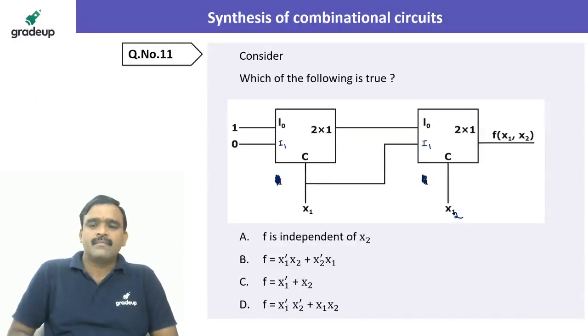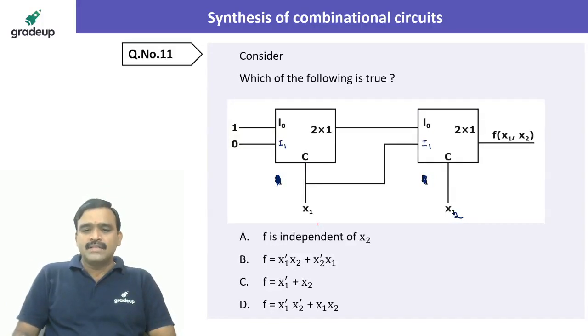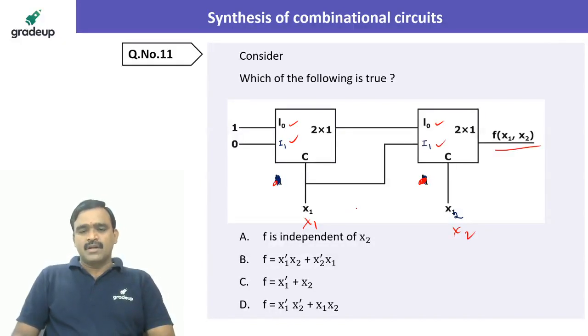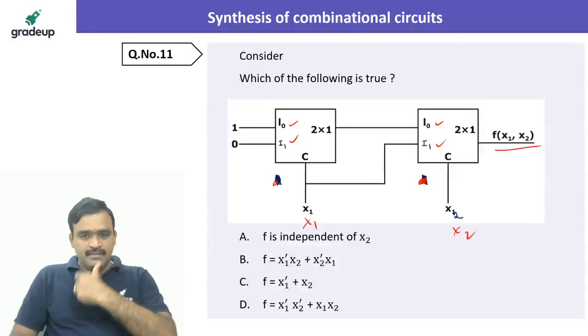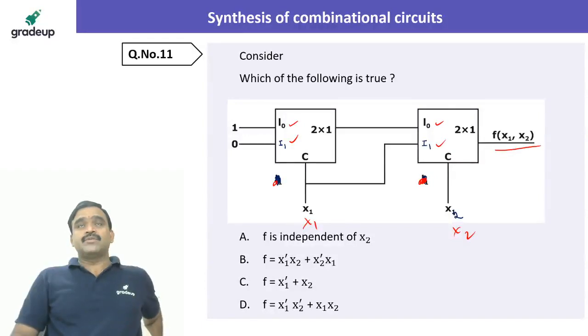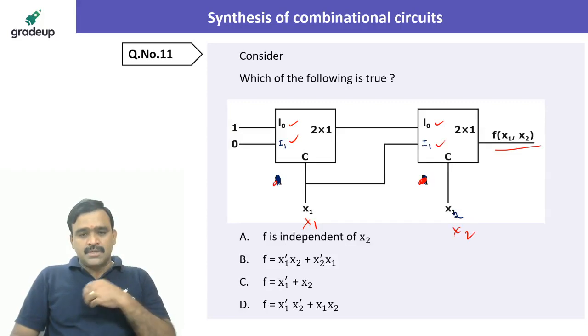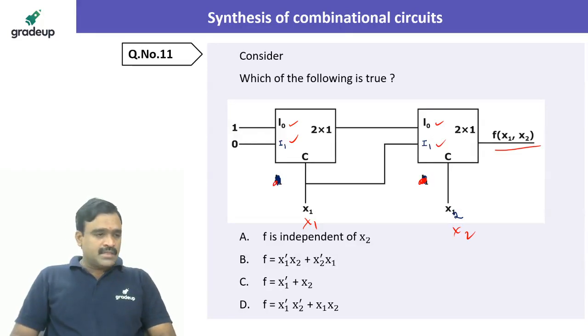11th question. So here the selection lines are x1 and x2. And there is nothing here, you just don't consider this. And here it is I0 and I1. So what is the function in the form of x1, x2? Option A, f is independent of x2. Option B, f is equal to x1 dash x2 plus x2 dash x1, that is XOR. Option C, f is equal to x1 bar plus x2. Option D, x1 bar x2 bar plus x1 x2. You can easily do this.